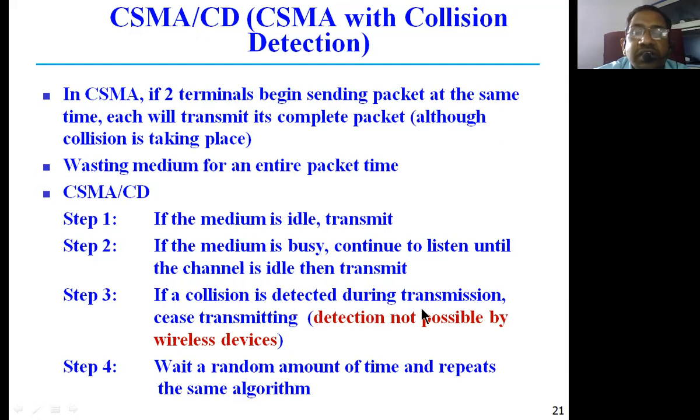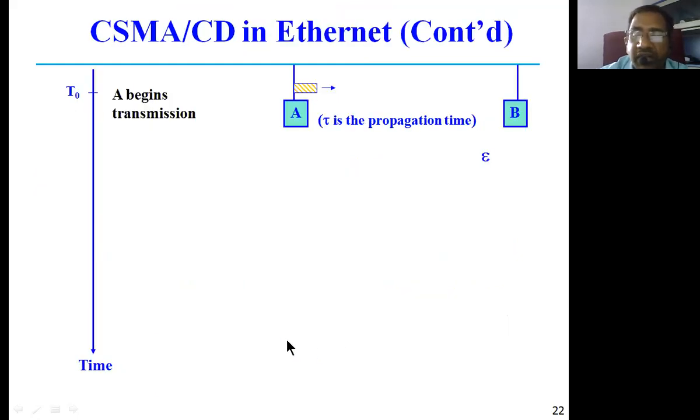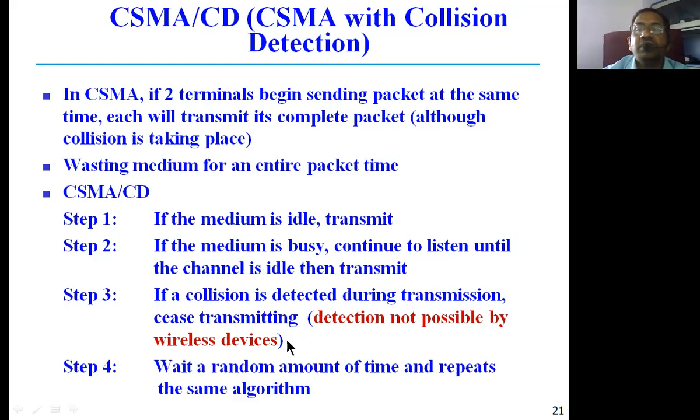But if the collision is detected during transmission, cease transmitting. So it has to cease the transmitting. Detection is not possible by the wireless devices, so it has to have a mechanism to get the signal to the various mobile stations. Then wait a random amount of time and repeat the same algorithm. So a signal should be sent to the mobile stations, and they wait for a random amount of time and then repeat the same algorithm of retransmitting the signal.